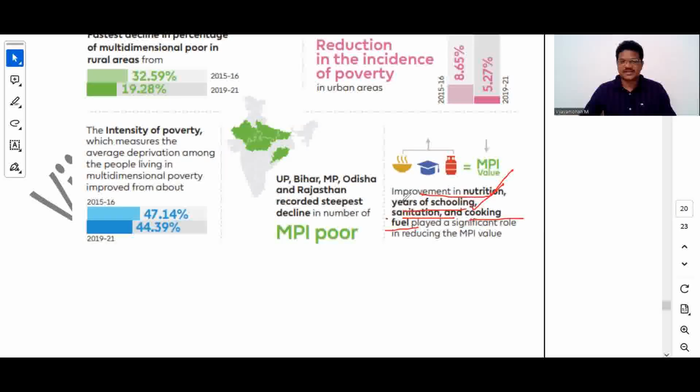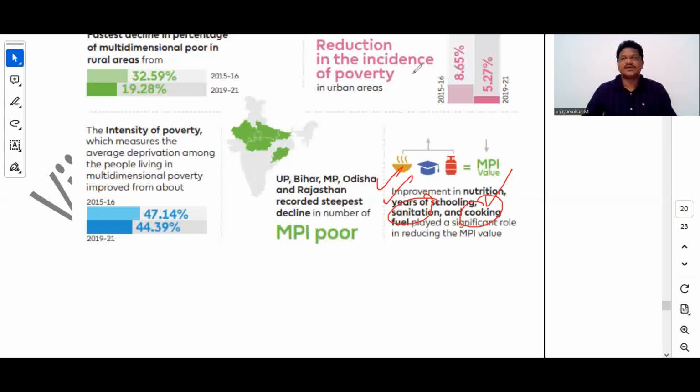Nenu indaaka cheppinatlu, sanitation and cooking fuel played a significant role in reducing the overall MPI value. So మనకి న్యూట్రిషన్ లెవెల్స్ కానీ లేదంటే ఇయర్స్ ఆఫ్ స్కూలింగ్ కానీ శానిటేషన్ అండ్ కుకింగ్ ఫ్యూయల్ కి సంబంధించిన ఇండికేటర్స్ దే హావ్ కాంట్రిబ్యూటెడ్ మోర్ ఫర్ రిడ్యూసింగ్ ది ఎంపీఐ వాల్యూ వెన్ కంపేర్డ్ టు ది అదర్ ఇండికేటర్స్. సో ఇది కూడా ఒక ఇంపార్టెంట్ ఆస్పెక్ట్.